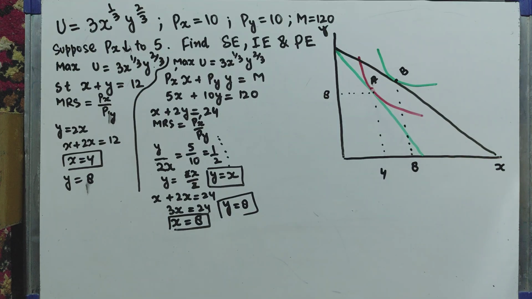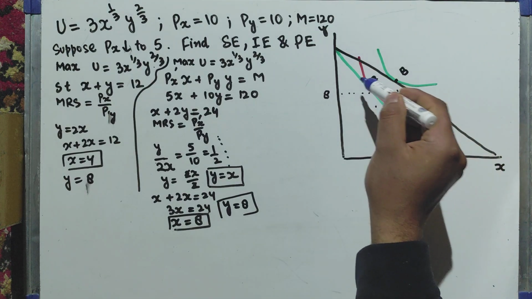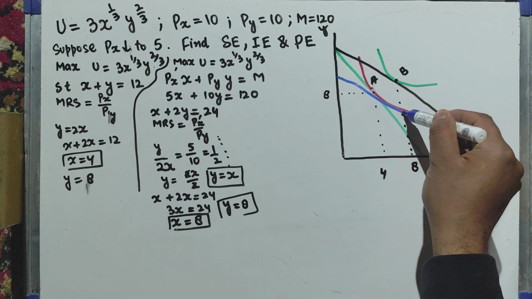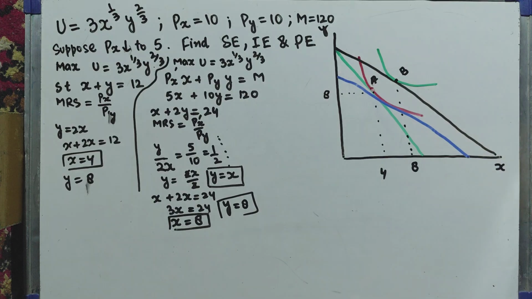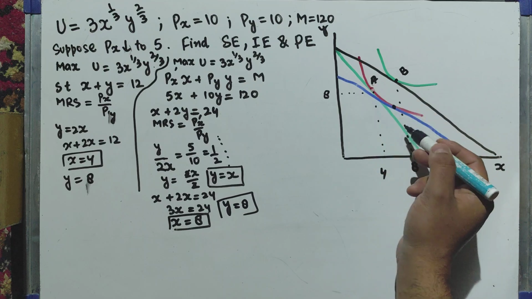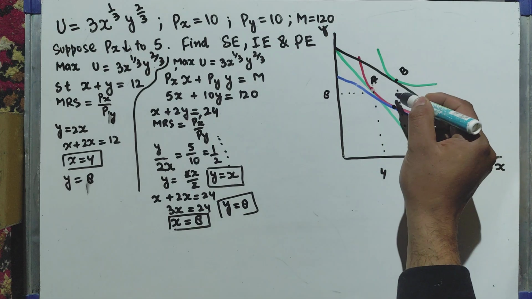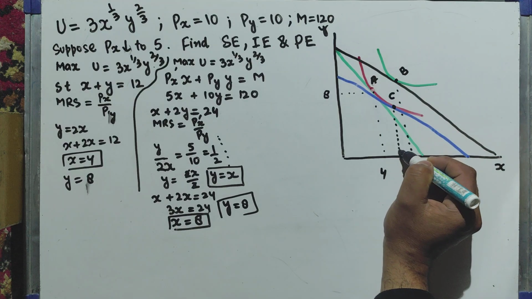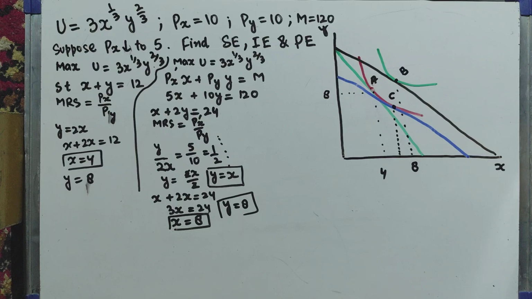Okay, so how do I draw that? Let me use another color. So let me draw it like this. So let us suppose it is parallel. It is not parallel here, but let us suppose it is tangent to the original indifference curve at this point, and let us say it is point C. Okay, we need to find out what will be the quantity demanded at this point C.